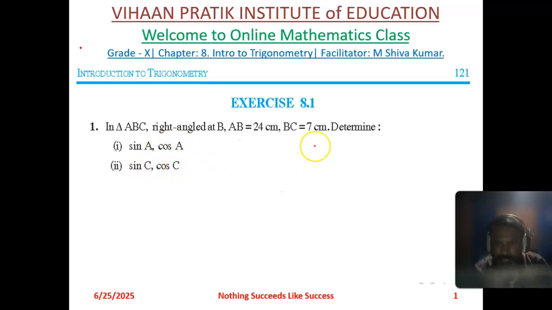Right. Now here we'll see how the value of sine changes when the angle changes. So in the first bit, the measurements are with respect to angle A. In bit 2, the measurements are with respect to angle C. Right. So first let us draw a rough diagram, a right angle triangle with the given measurements.